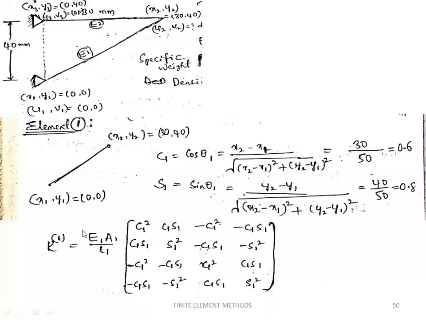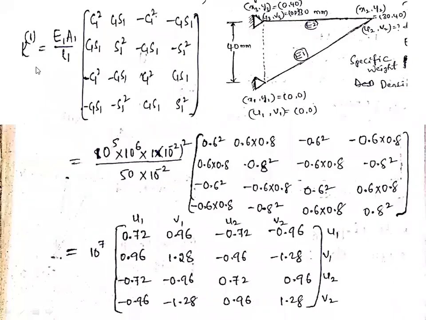In this formula, the Young's modulus and the area are given in the problem. The length is the square root of (x2 minus x1) square plus (y2 minus y1) square, so you will get the length of the element. Everything is known. Once you substitute, you will get K1 equal to E1 A1 divided by L1 times this matrix. E is given as 10 power 5 and the area is given as 1 centimeter square, so you get 1 into 10 power minus 2 whole square.